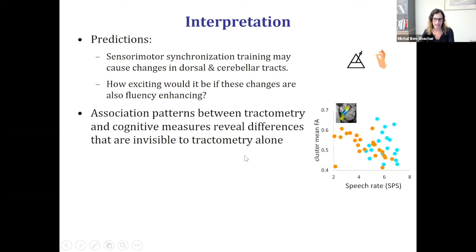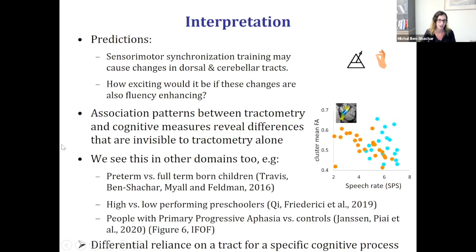The last point I want to make is we've seen that association patterns between tractometry and cognitive measures sometimes reveal differences that were invisible when we only compared tractometry between the groups. And I'm talking about this finding. And this is not the only place where we see this. In fact, in the past, when we looked at prematurely born children compared to full term, we've seen some similar differences in association patterns, even in tracts that did not show a significant difference in their diffusivities.